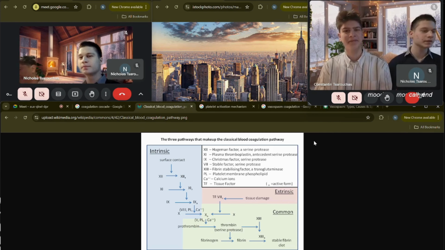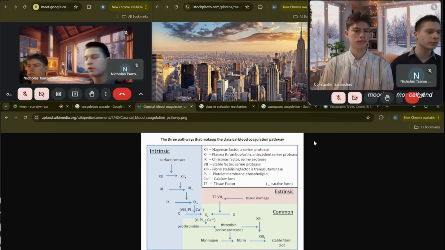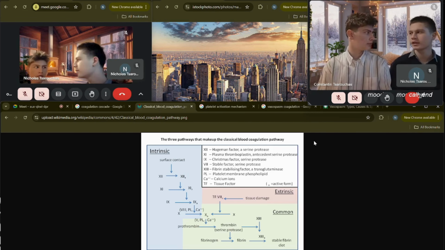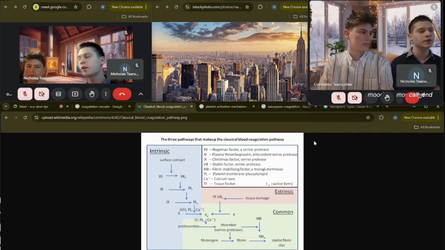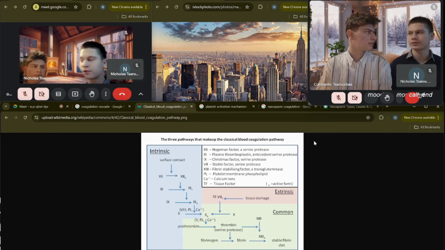Serine proteases are a type of protease that break down peptides. They can do it at different amino acid residues, but they have a serine in their active site. Serine 57, because of its hydroxy group, is really good at breaking down peptide bonds, which is important in activating your zymogen in this case.